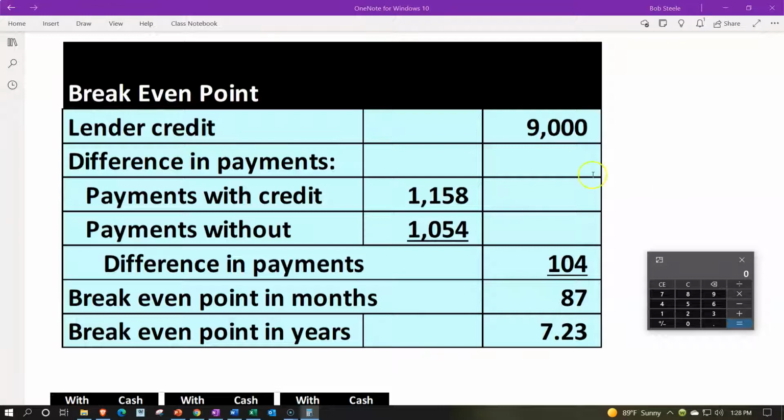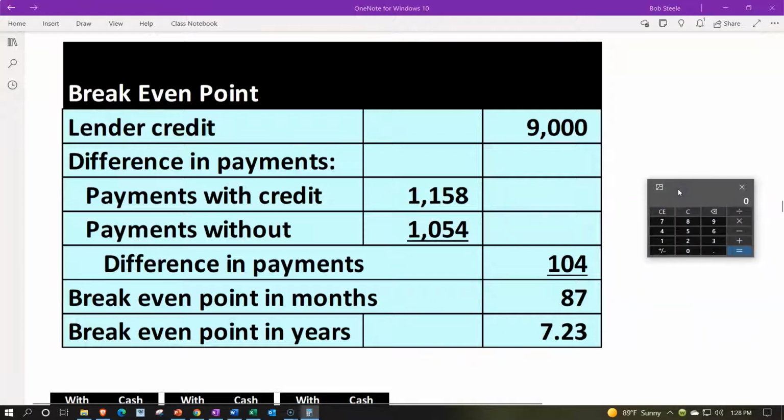So if we take the lender credit, which is $9,000, now this time, unlike the points, we're not giving the $9,000. They gave us $9,000, in essence, upfront that we used to pay off the closing costs, which we would have had to pay whether we got the credit or not. So they basically gave us the $9,000 upfront in exchange for the difference in the rate. The payments with the credit are now higher, at about $1,158, rounded. If we did not have the credit, we're at about $1,054.